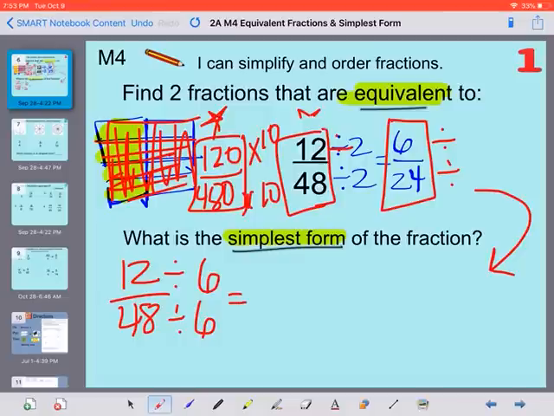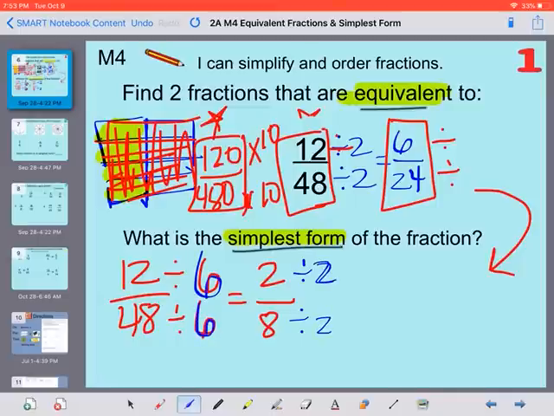So 12 divided by 6 is 2. 48 divided by 6 is 8. We can continue to make this even smaller. We can divide both of these by 2. Notice I'm dividing by the same number each time. You need to do that. You can't divide 1 by 2 and 1 by 3. It doesn't work like that.